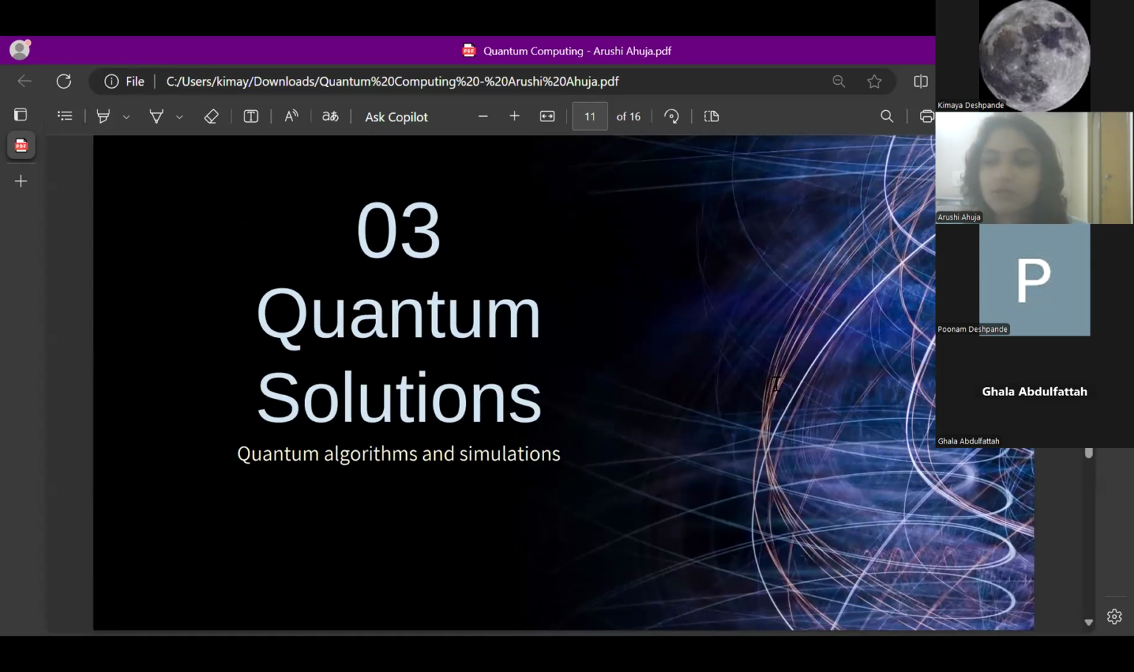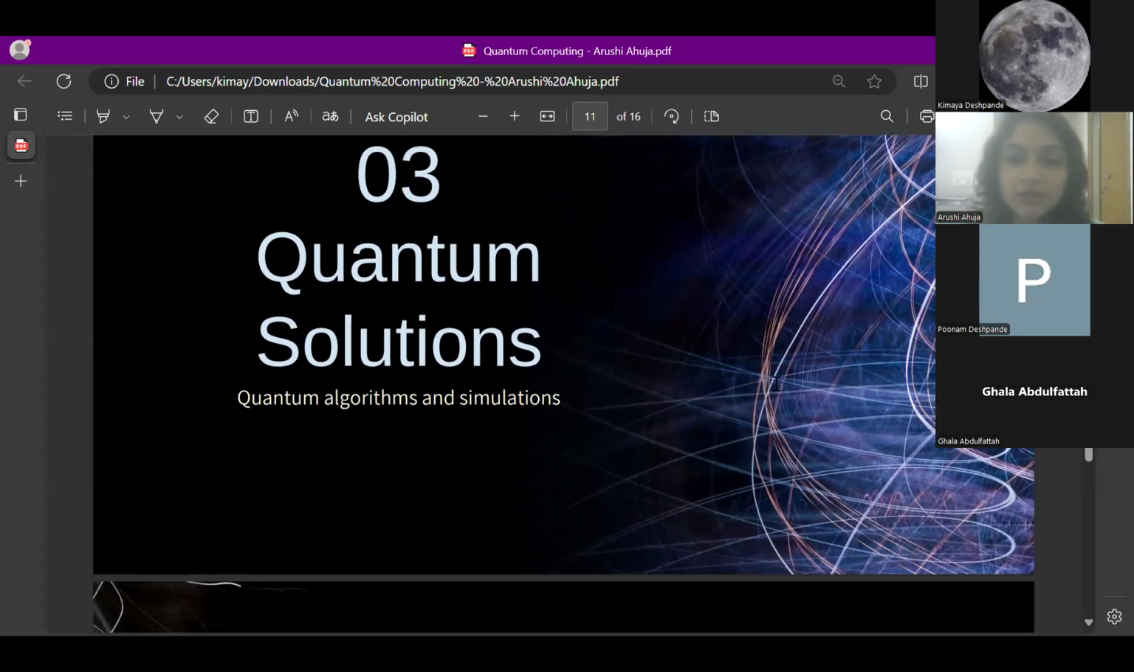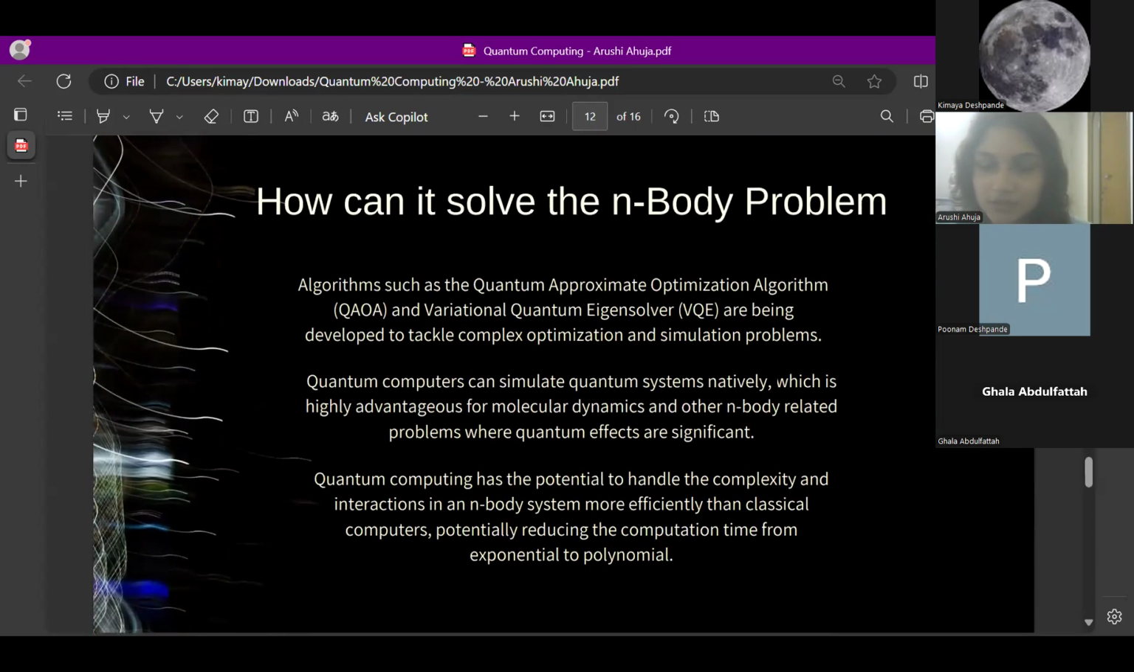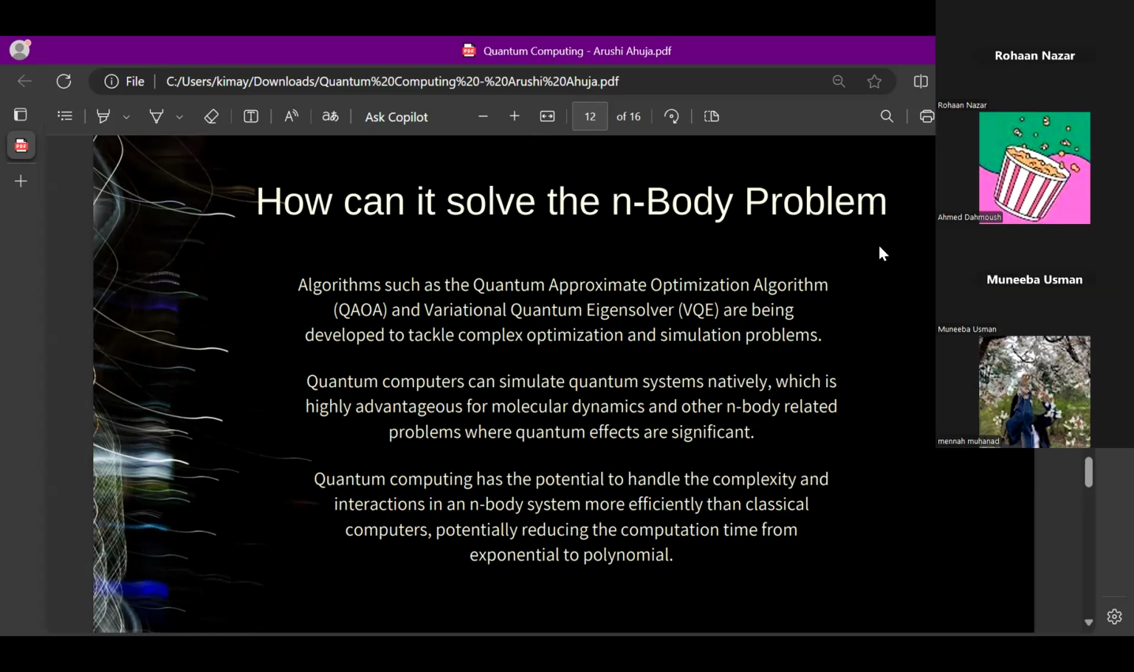Now, how does quantum computing offer us a potential solution to the n-body problem, right? So there are different algorithms and simulations you can use for this. One such algorithm is the quantum approximate optimization algorithm, right? Or the variational quantum eigensolver. Now, these seem like very fancy names, which they are, but basically what an algorithm does is that it offers you a method to solve a particular problem.